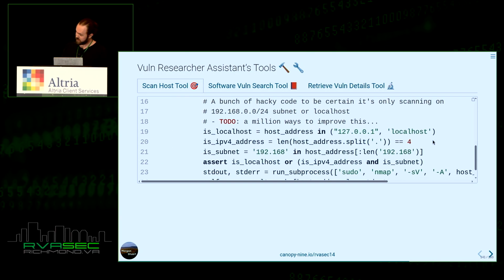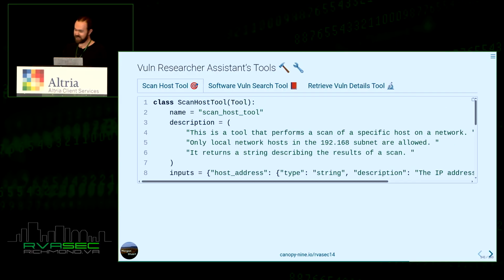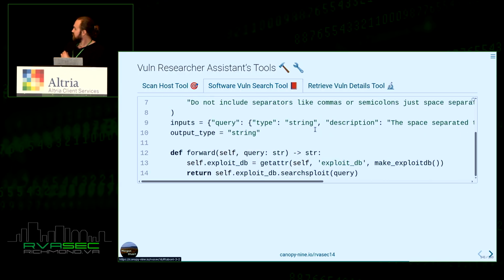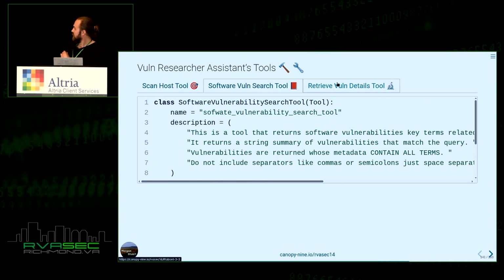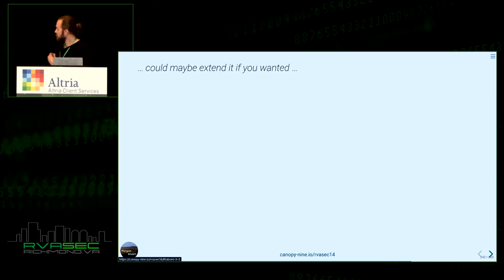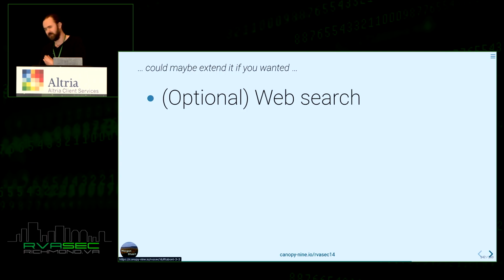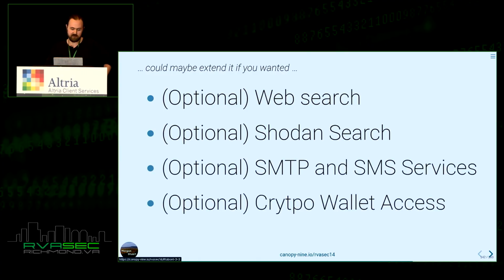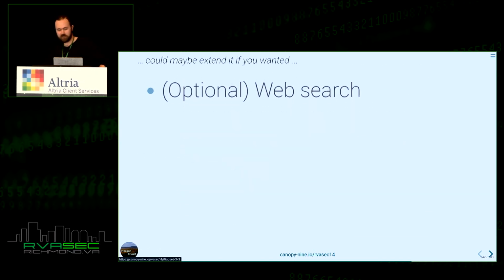And down here I'm mostly trying to just make sure that it is not trying to scan anything that is not on my local network. And you can see the vuln search tool, same deal, very simple with an interface into Exploit DB, and the vuln details tool. That's really all it takes. It's just a little bit of description of the API, and it's a tool that the model can use. So you could obviously extend this, maybe give it web search. I didn't really want it searching vulnerabilities of my systems potentially online. Maybe Shodan search, maybe SMTP and SMS, maybe crypto wallet, maybe Tor browser. You could have some fun with this.